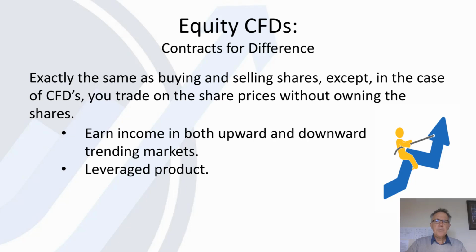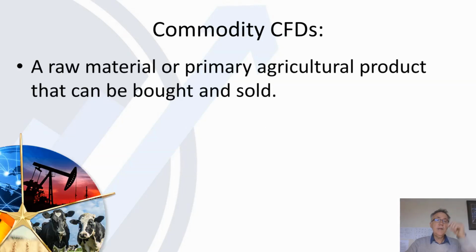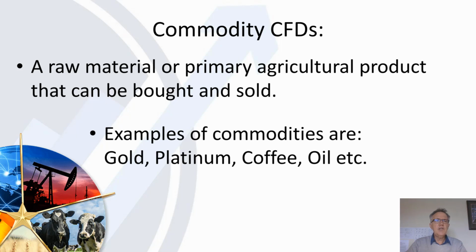Then we've got commodity CFDs. Now, what is a commodity? Well, basically it's a raw material or agricultural product that can be bought and sold. And some of the examples are gold, platinum, coffee, oil. And so you can trade on the oil price without moving barrels of oil. You can trade on the gold price without having to physically handle the gold.